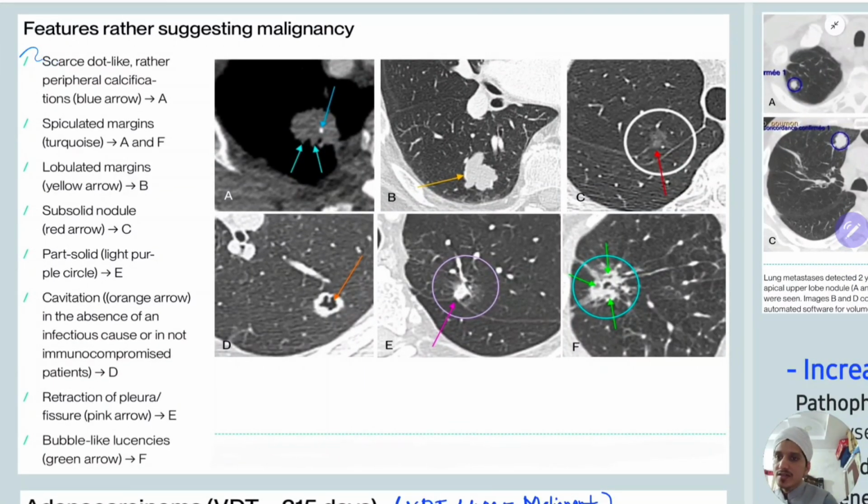What are the features? Scars, dot-like, rather peripheral calcifications, spiculated margins, lobulated margins, subsolid nodule, part solid nodule, cavitation in the absence of infectious cause or immunocompromised state, retraction of the pleura, bubble-like lucencies. So these are all the features of malignancy. Okay.